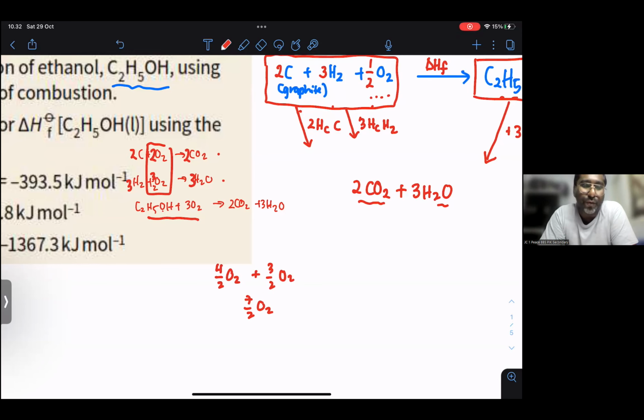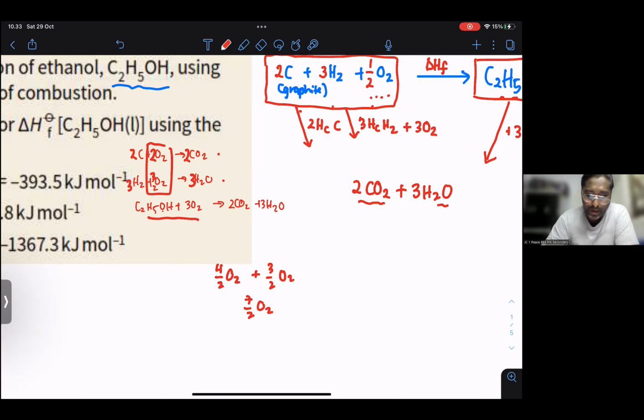Half O2 is already there. So the remaining should be, in total, 7/2 minus half O2. That's going to be 6/2 O2, which is going to be 3/2. I hope you can understand this.